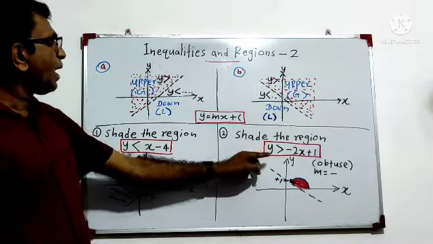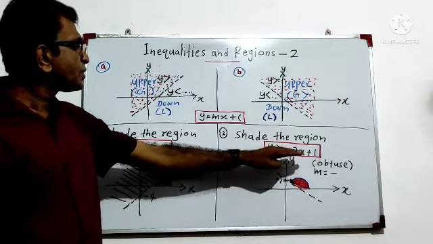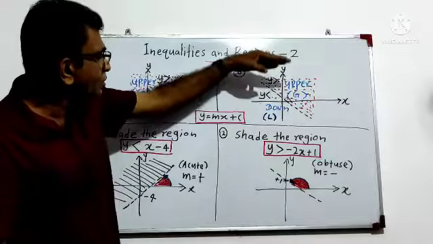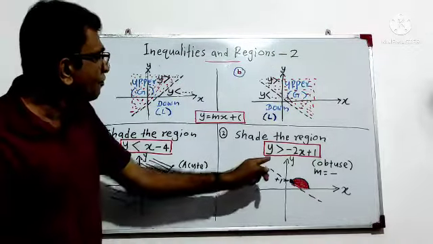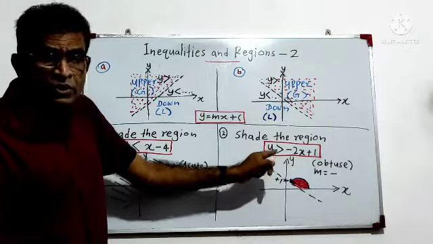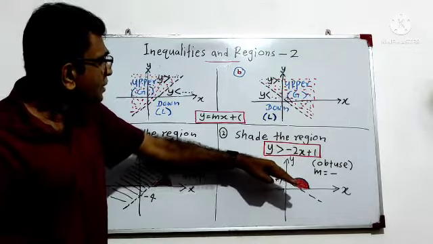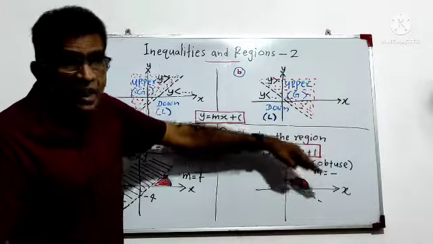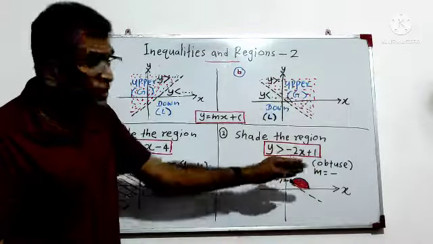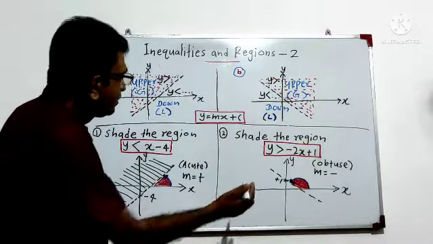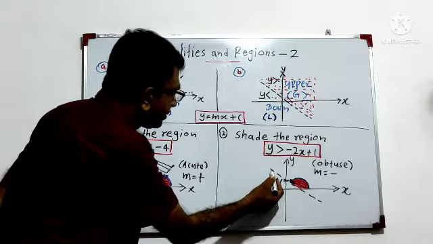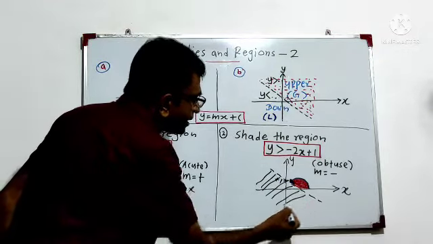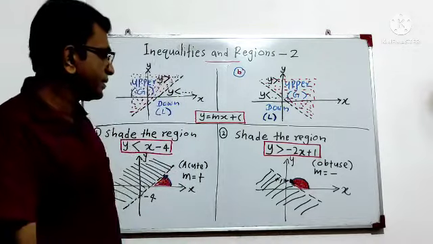As I told you, y greater than minus 2x plus 1. Now the upper side is the greater side. The downside is the lesser side. If you want to shade this region, the wanted region is the upper side. Therefore, in the London syllabus, we have to shade the unwanted region. Therefore, we should shade the downside. Right? Downside. So this is the answer for this.